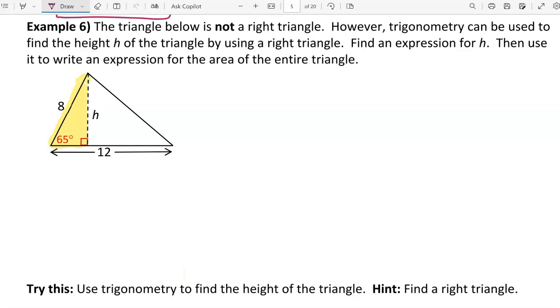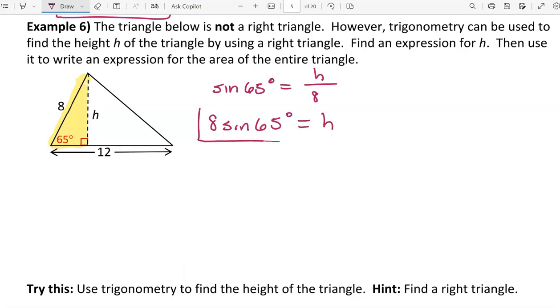So in this triangle, 65 degrees has h opposite it, and in that yellow triangle, 8 is the hypotenuse. That implies that we're going to use a sine ratio. So sine of 65 degrees is equal to h the opposite over 8 the hypotenuse. We can solve for h by multiplying both sides by 8. So 8 times the sine of 65 degrees is equal to h. There's our expression for h. That's one of the answers.